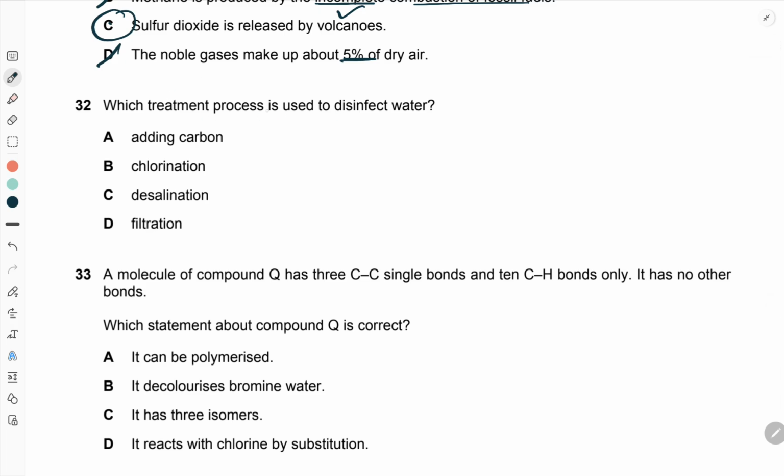Which treatment process is used for disinfecting water? Addition of carbon removes the bad smell. Chlorination is used for disinfection. Desalination removes soluble salts. Filtration removes insoluble solid particles.